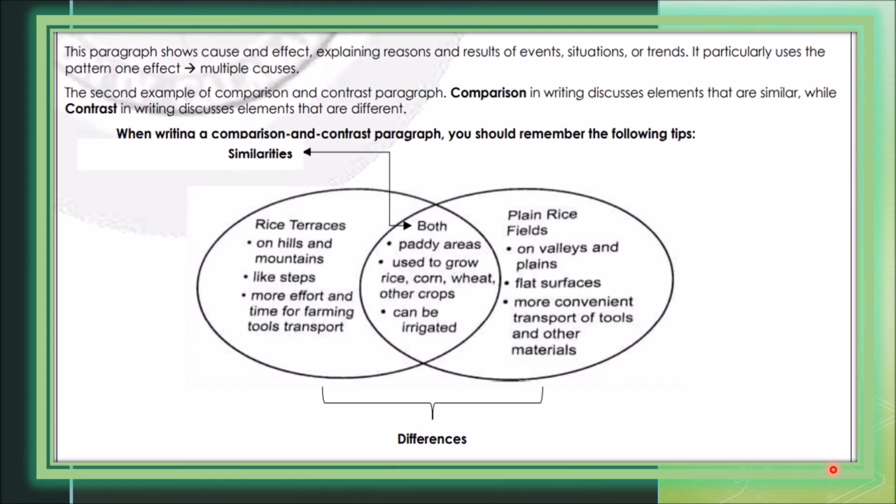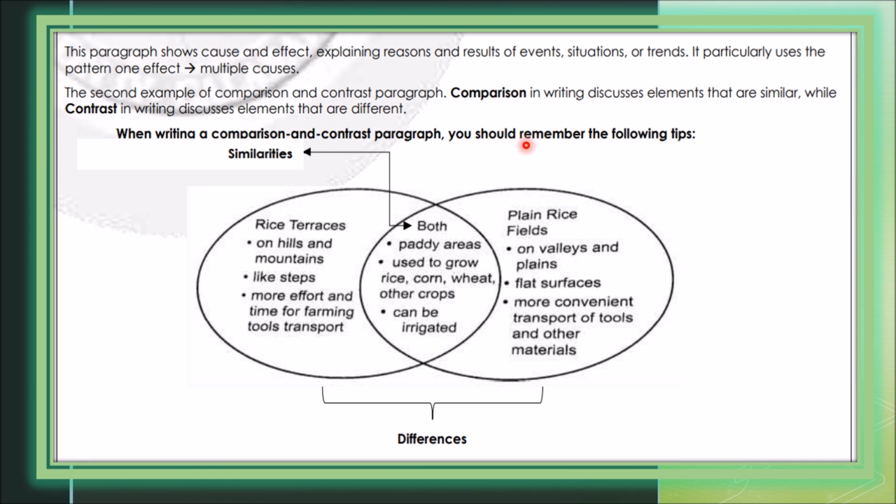Okay, this paragraph shows cause and effect, explaining reasons and results of events, situations, and trends. It particularly uses the pattern one effect, multiple causes. The second example is the comparison and contrast paragraph. The comparison in writing discusses elements that are similar, while the contrast in writing discusses elements that are different. So when writing a comparison and contrast paragraph, you should remember the following steps later, okay?